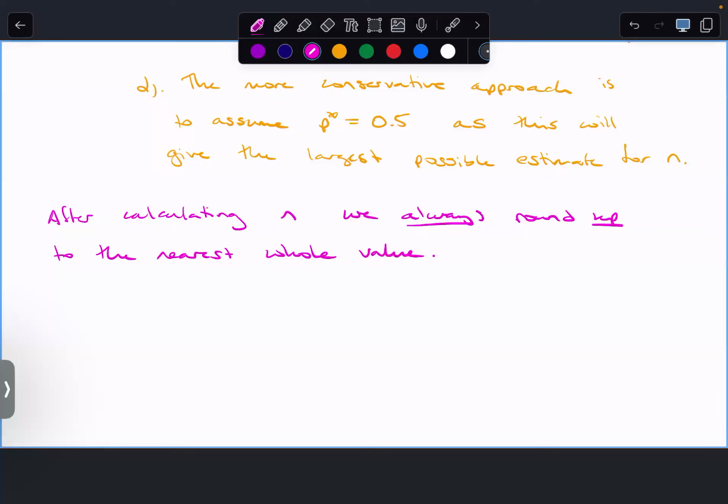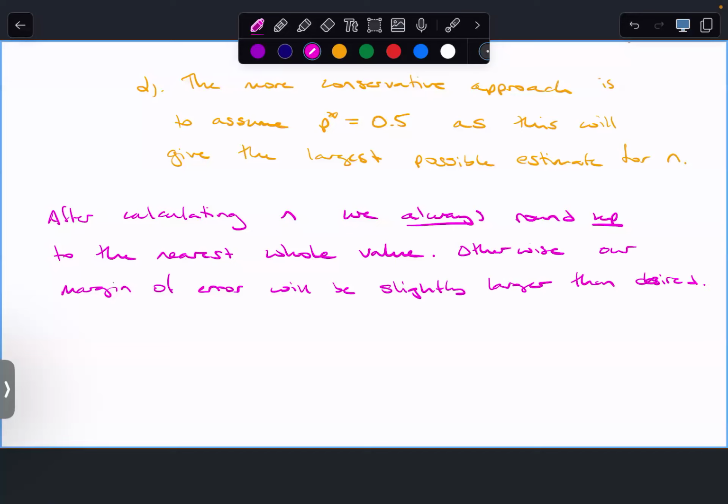Otherwise, your margin of error would just be slightly larger than what you wanted, right? So it's just a good rule. Otherwise, our margin of error will be slightly larger than desired. Oops, it doesn't say desired, does it?